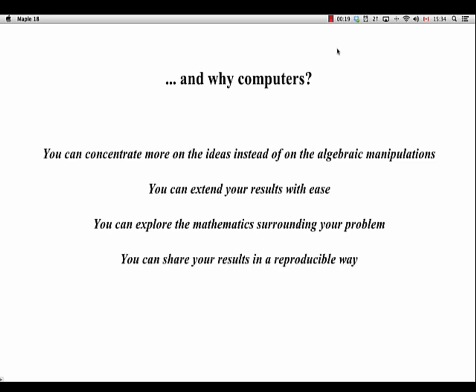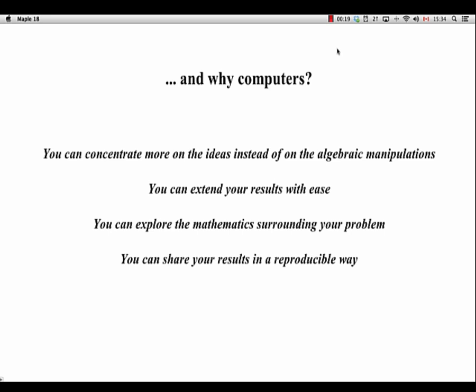maybe enter your problem. And not less important, you can share your results with your colleagues in a way that the results are reproducible, because you can send a worksheet and your colleagues can reproduce all your computations and even change part of these computations and send the worksheet back to you. And in this way, you can exchange about a problem in a very productive way.